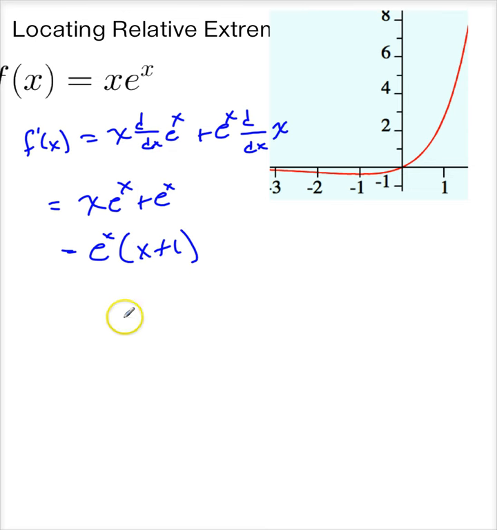The only place f' can equal 0, since e^x can never equal 0, is when x equals -1. Now I can use the first derivative test to see that this has to be a minimum, because when x is less than -1, this is negative, and when x is greater than -1, this is going to be positive.